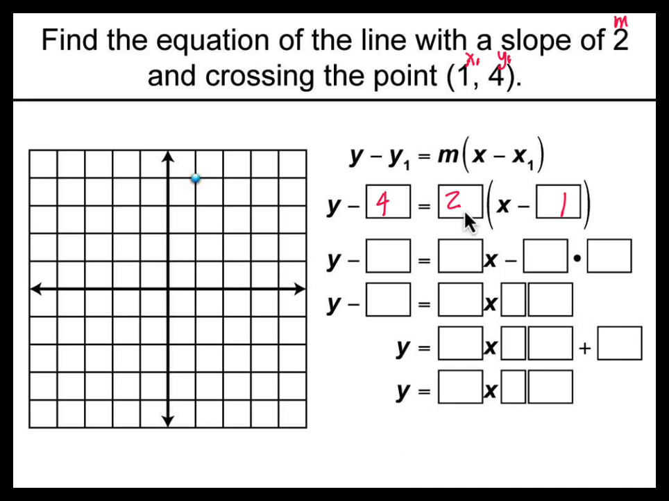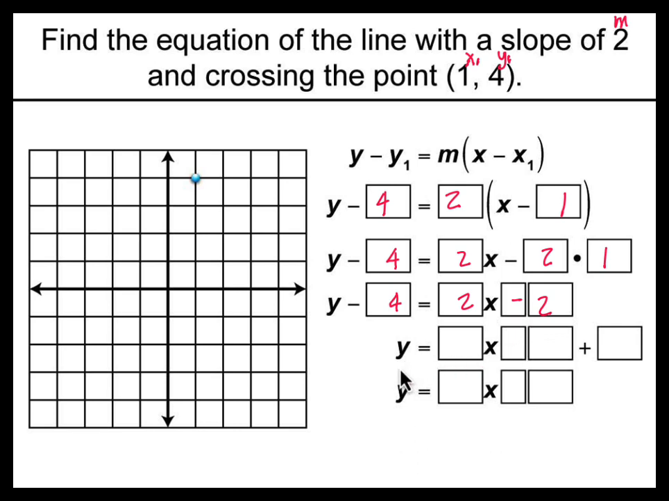Distribute the value of the slope on the right. So we get y minus 4 equals 2x minus 2 times 1. Simplifying further, we get y minus 4 equals 2x minus 2.